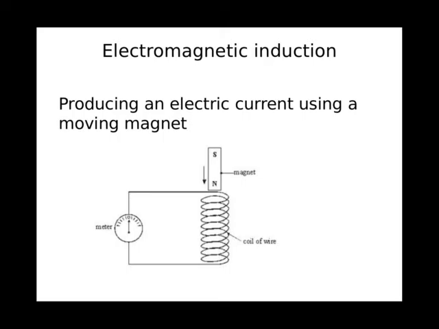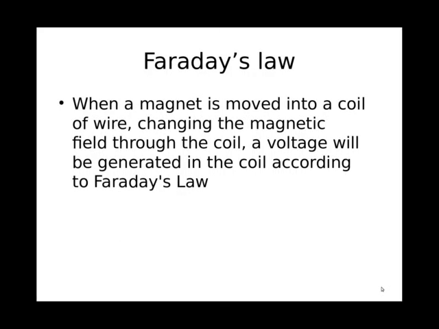Electromagnetic induction. Producing an electric current using a moving magnet is called electromagnetic induction. So I have a coil of wire. I am bringing in a magnet which has two poles, north and south. When I want to measure the current, I just connect the coil across a meter. This meter can be an ammeter.